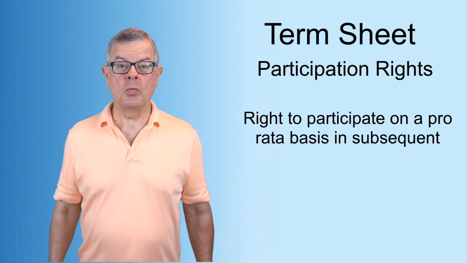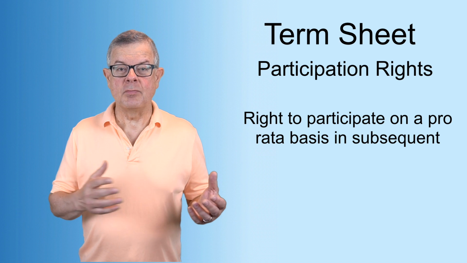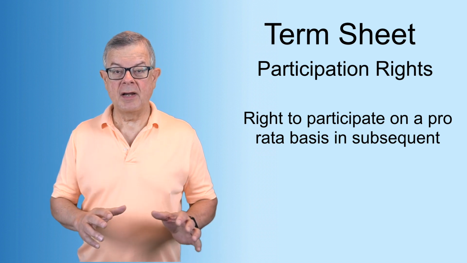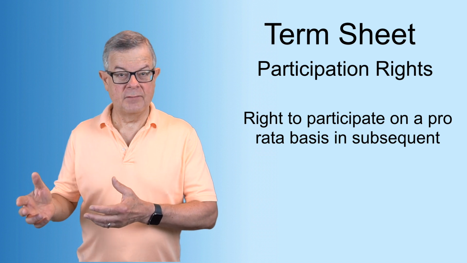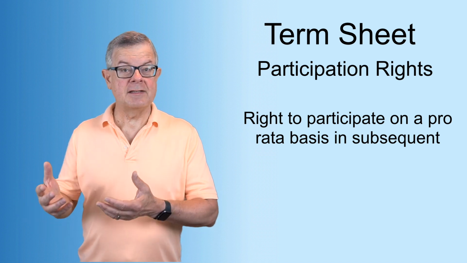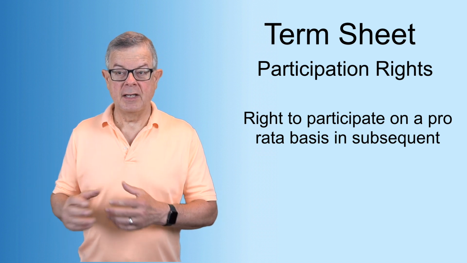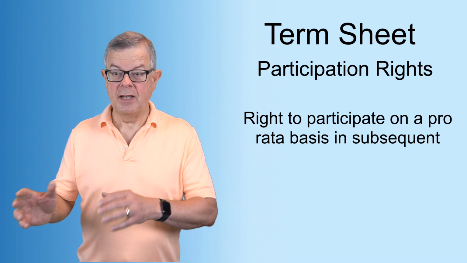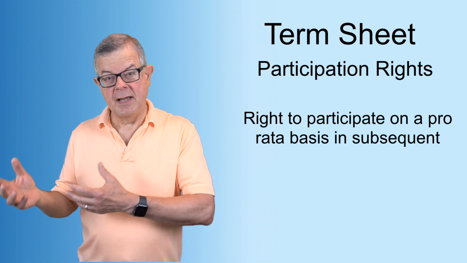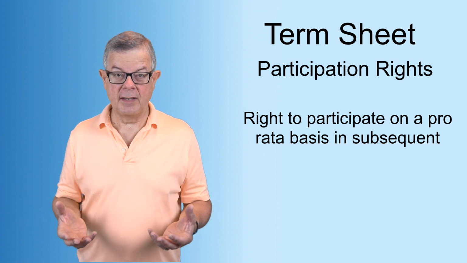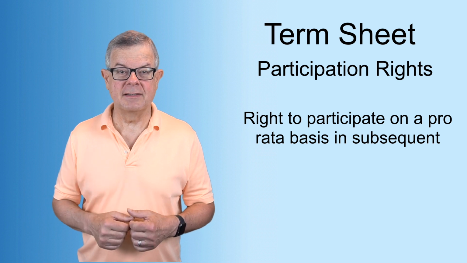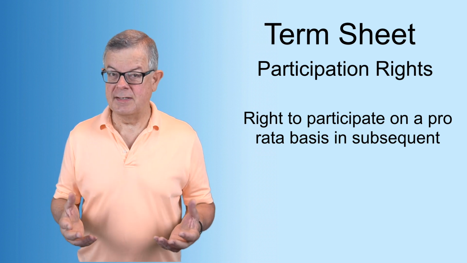The participation rights term says that the preferred shareholders get the right to participate on a pro rata basis in subsequent investment rounds. So in other words, if they'd like to maintain their percent ownership, they have the right in future rounds to purchase additional shares. If they didn't do that, of course, the next investment would dilute them, along, of course, with the founders. So that is a key right for seed investors.